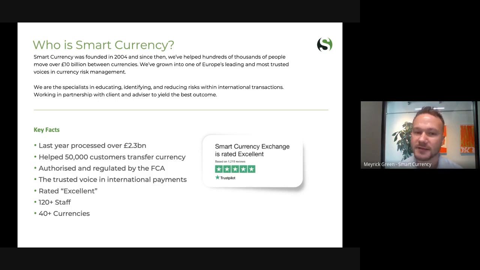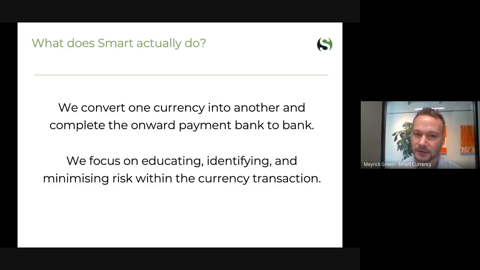If you just put the slides next, and I'll just tell you what we're going to do in this presentation here today. So, as I said, what is Smart Currency and what do we actually do? Ultimately, we are here as any other specialist. We help people convert currency from one into another and then complete an onward payment bank to bank, whether that's sending or receiving. It's not always just in pounds. Obviously, we complete transactions in other currencies as well. I'll come on to that later.